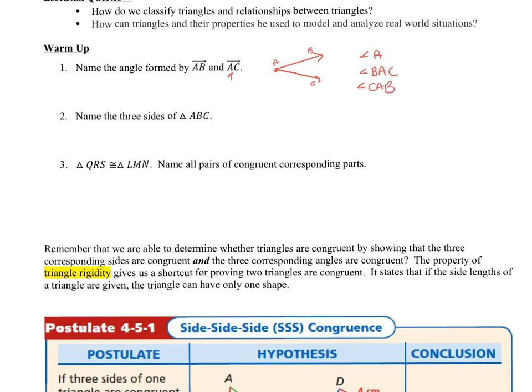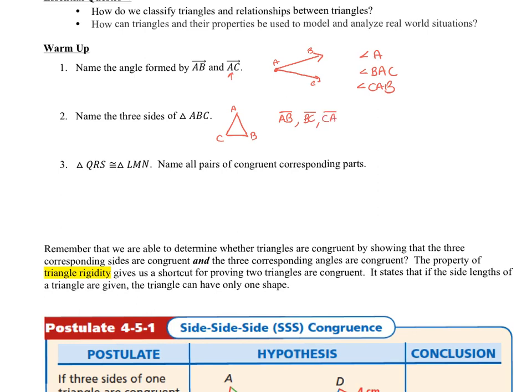Name the three sides of triangle ABC. Notice I'm always drawing an image to help me with this, but there'd be three sides of a triangle, so it'd be segment AB, segment BC, and segment CA.